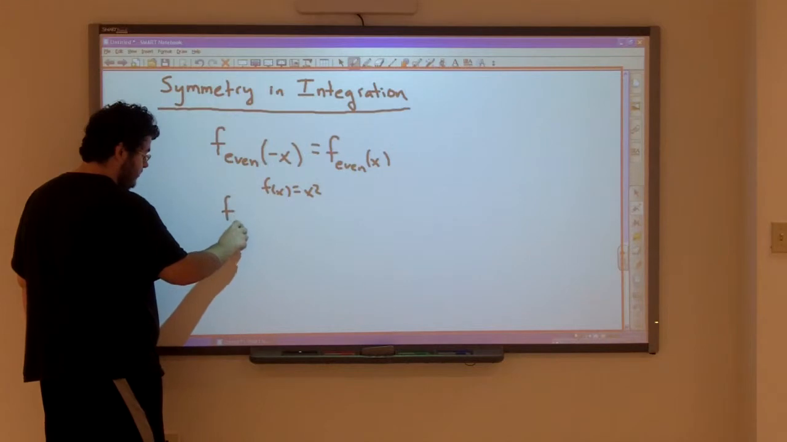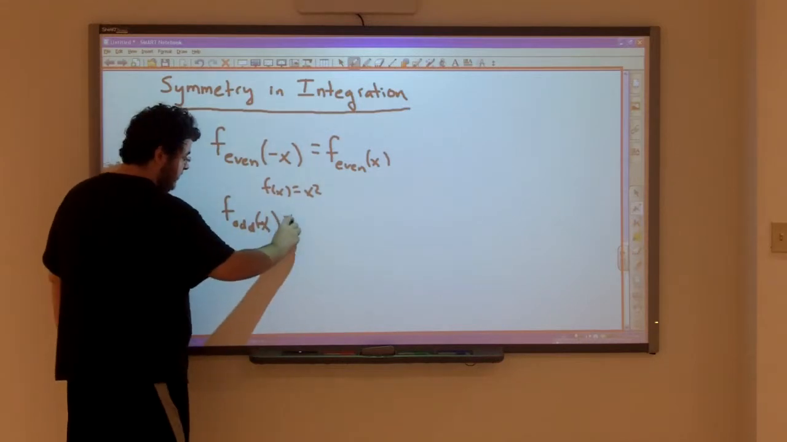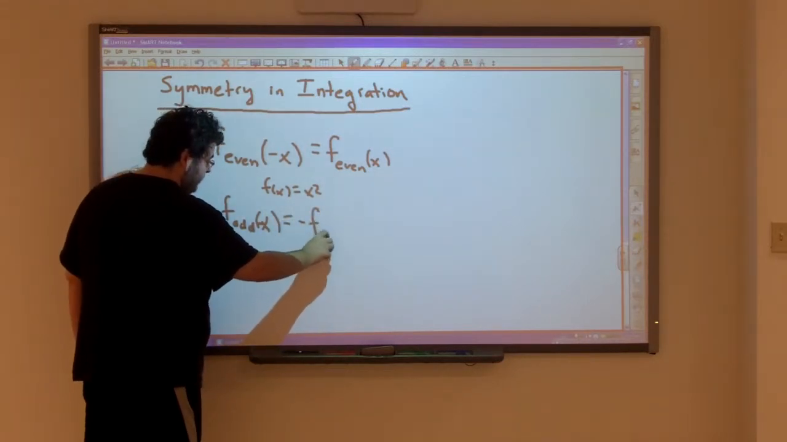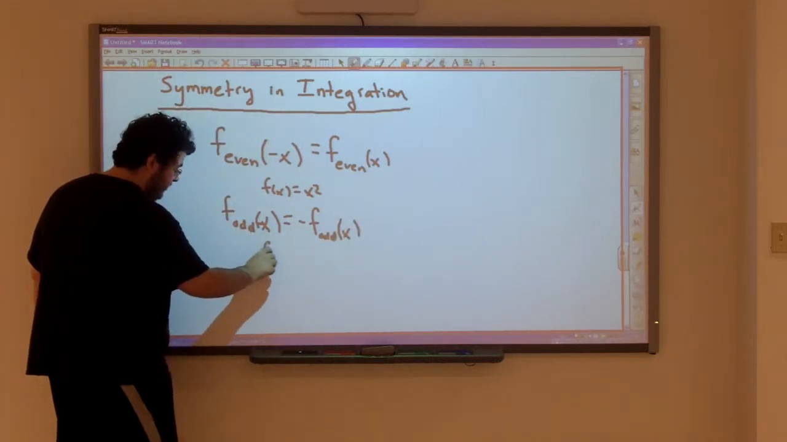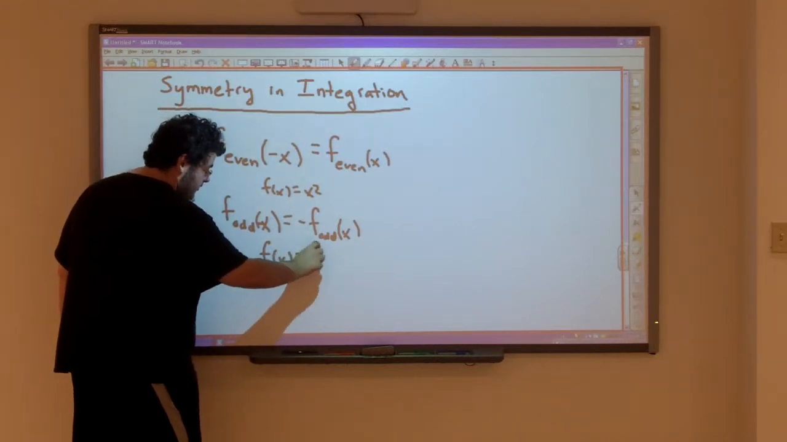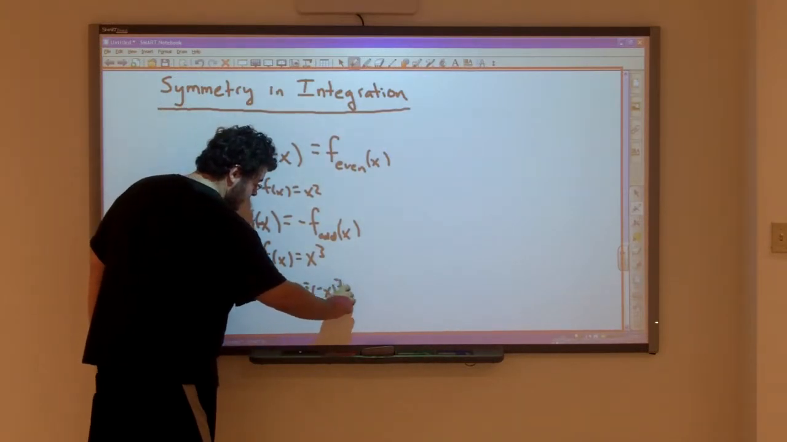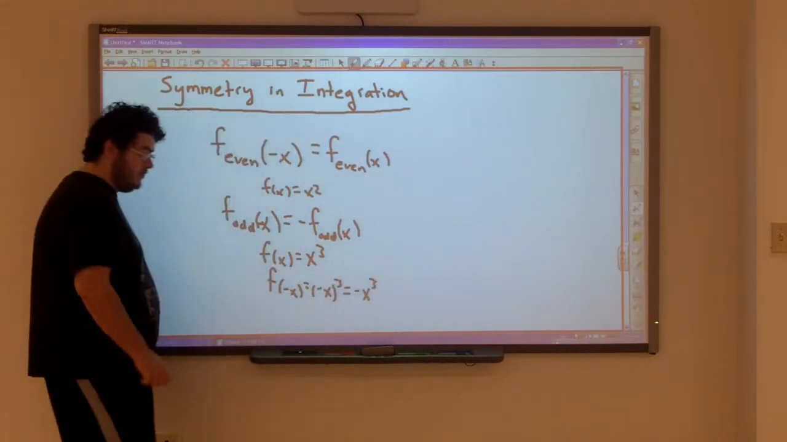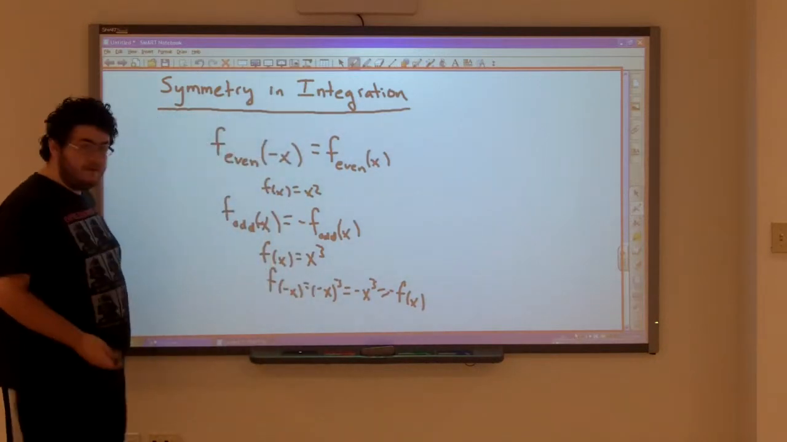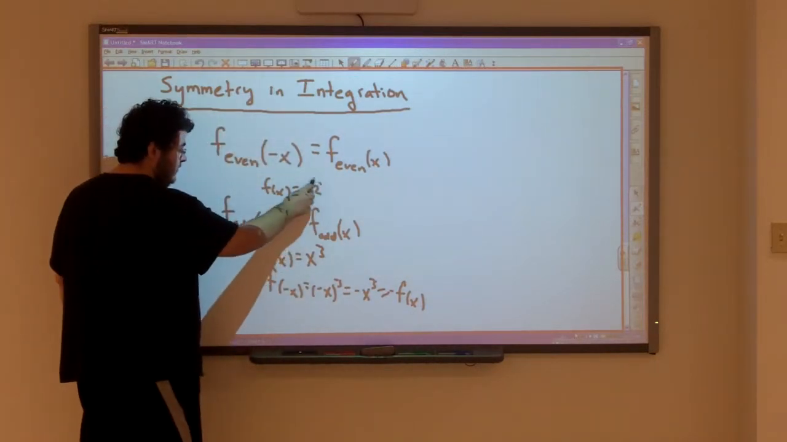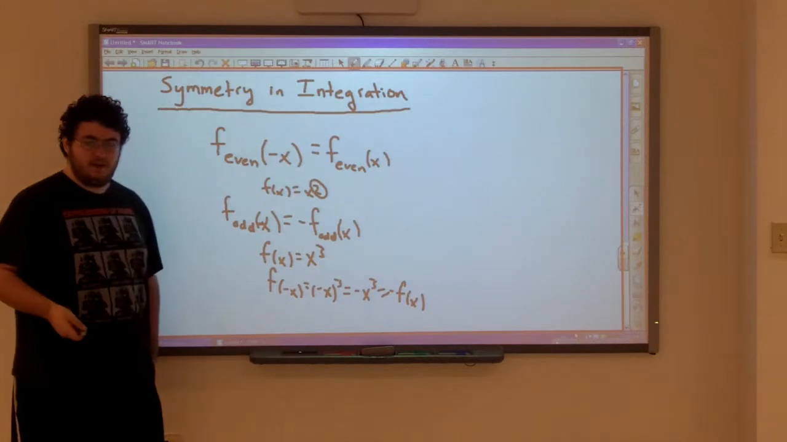Odd functions have the property such that f of negative x is equal to negative f of x. Functions that have this property are something like f of x is x cubed, because f of negative x would be negative x cubed, which is, of course, negative f of x. So as you can see, even functions are, as the name would imply, functions that have an even power. Now, there are other functions besides polynomials, but polynomials are the easiest to recognize.